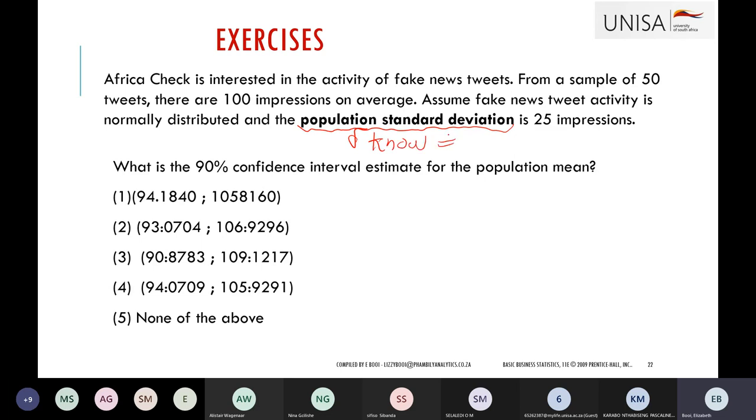And if it's known, we're going to find Z alpha divided by 2, or we're going to use the formula X bar plus or minus the critical value alpha divided by 2 times the standard error. At 90% confidence, what is the interval estimate for the population mean?